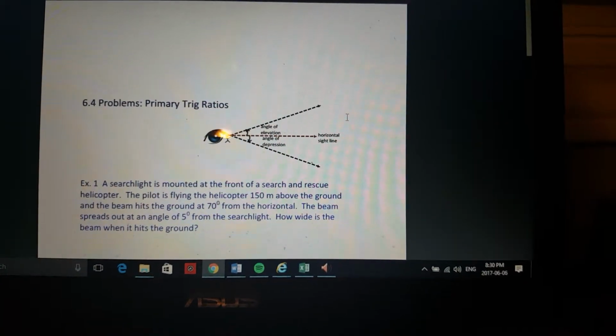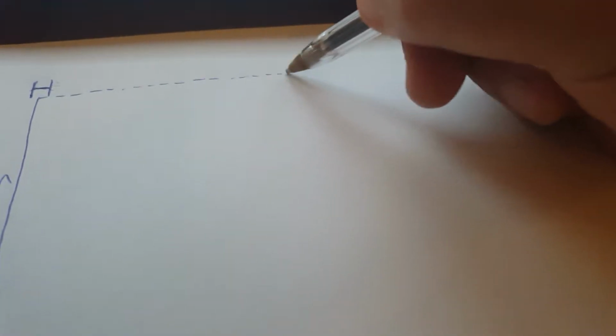And the beam hits the ground at 70 degrees from the horizontal. My horizontal would be directly ahead of the helicopter. This is just a sketch, but I'm drawing a dotted angle. The idea is that this would be a 90-degree angle, because if you've got a helicopter that's directly above the ground, and you're looking at the horizontal, which is straight ahead, that would be 90 degrees.